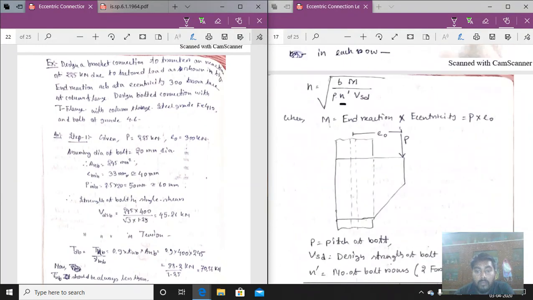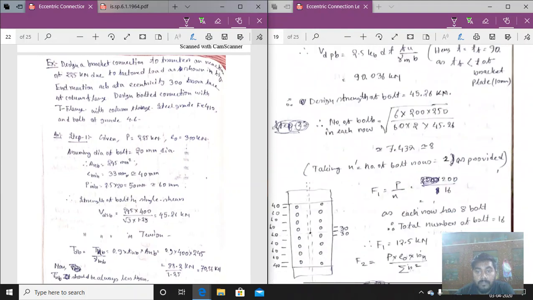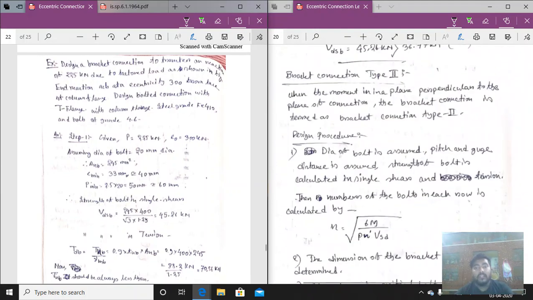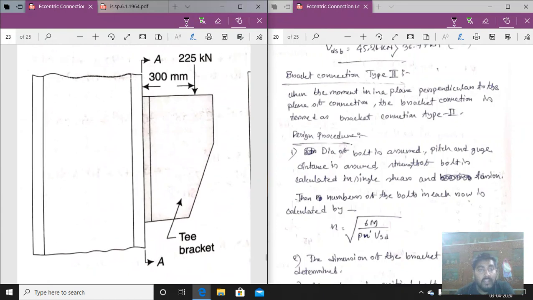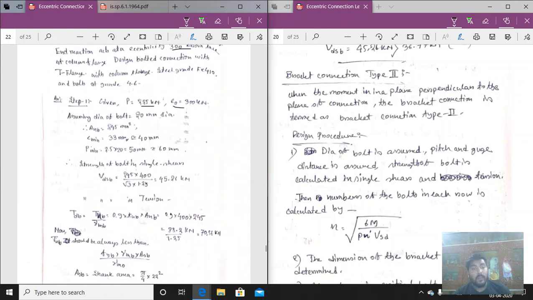So let us come to the design procedure. What is the design procedure? The design of the bolt is assumed. P is 300 kilonewton from the column flange. So this is the picture: 300 kilonewton column flange, 225 kilonewton is the applied load, and this is the T bracket. So this is a type 2 bracket connection, and we will design that type 2 bracket connection.